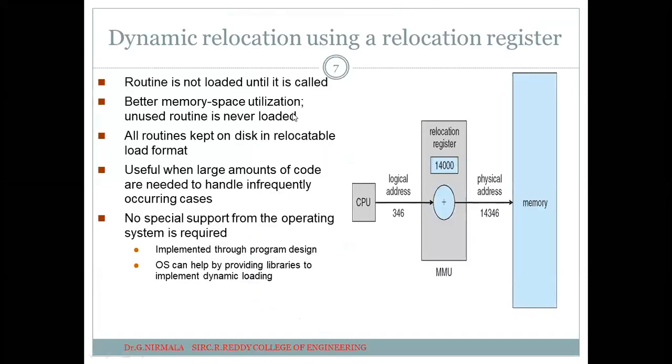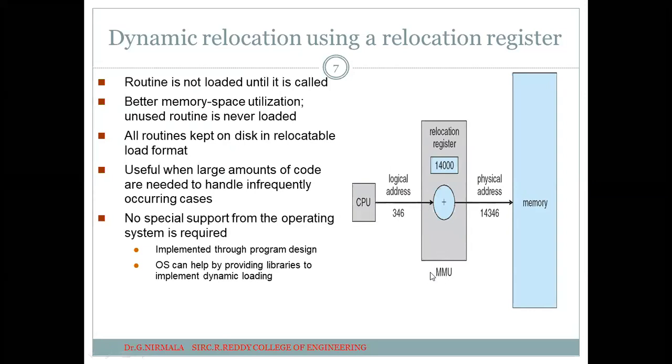Dynamic relocation using a relocation register. Here, dynamic linking and loading is widely used because of better memory space utilization. Here, the CPU generates a logical address, that is 346 is the logical address generated by the CPU. This is also called the virtual address.